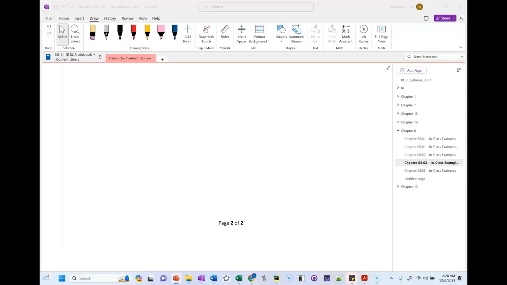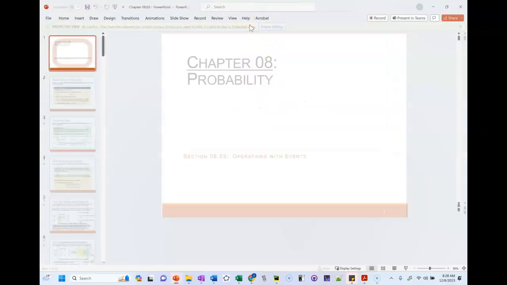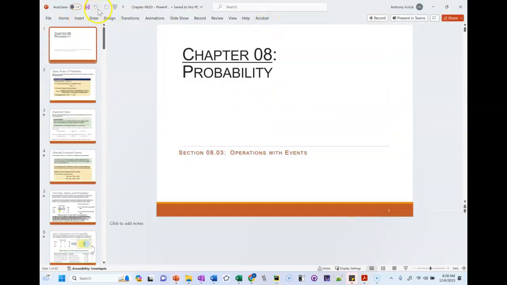I think I broke my computer. Come on, computer, do some stuff. All right.